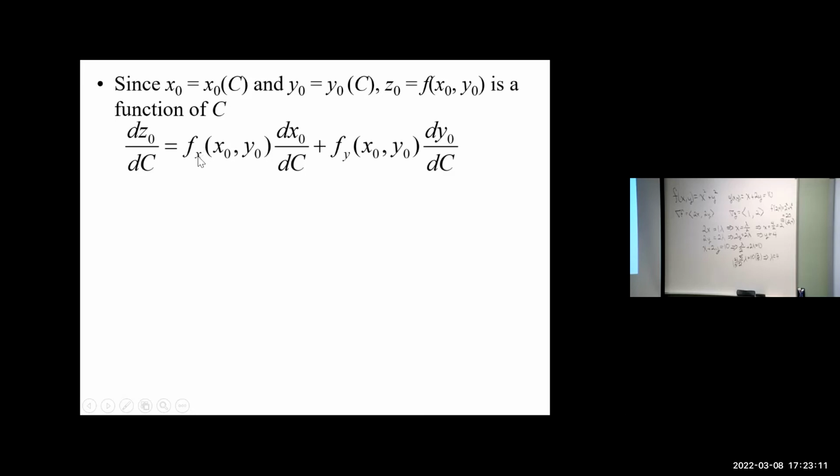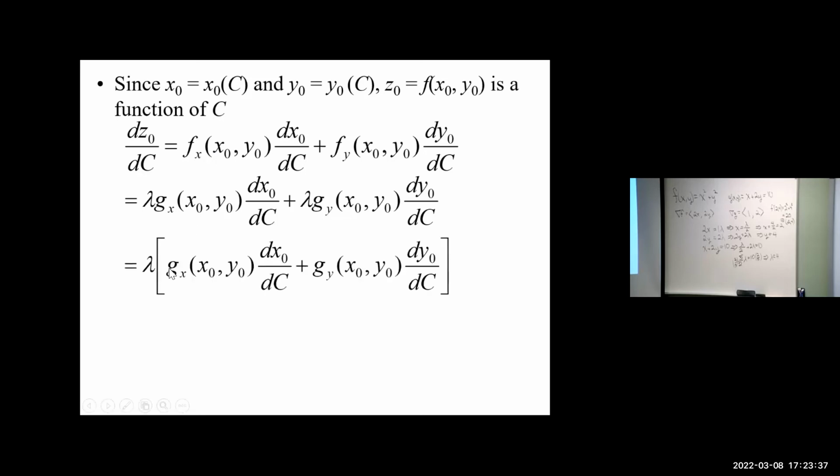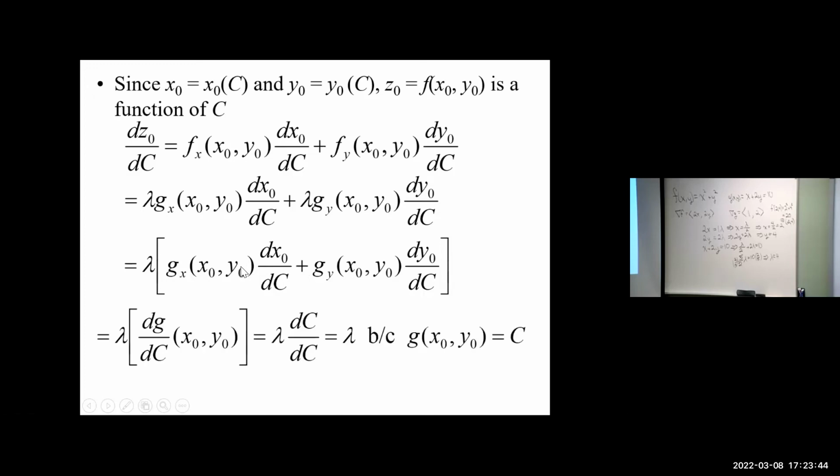So the change in z0 with respect to c, this is the chain rule that we'll talk about next time, is f sub x, so that's our partial with respect to x, times dx/dc, plus f sub y times dy/dc. Again, I skipped ahead a section for this because this is the chain rule. Well, f sub x and f sub y are equal to lambda g sub x and lambda g sub y. And this is why we have to stick the lambda on the constraint side. Factor the lambda out, and basically then what you have is the chain rule for the change in g with respect to c.